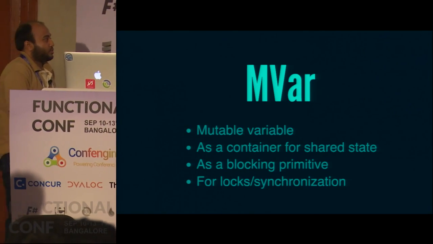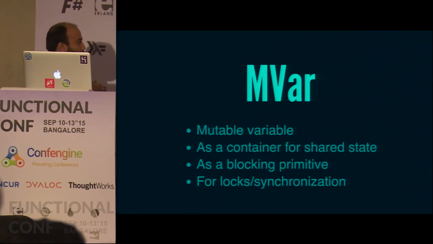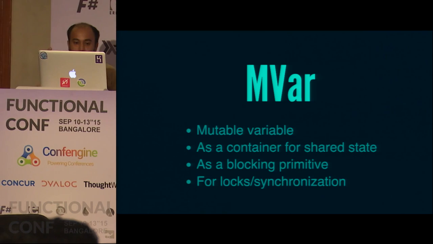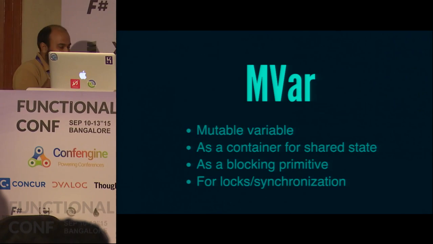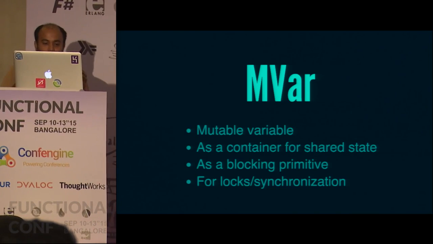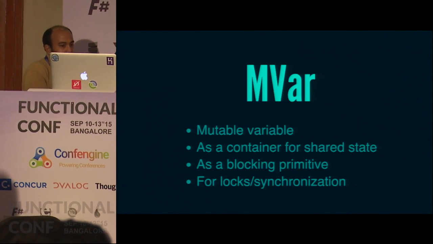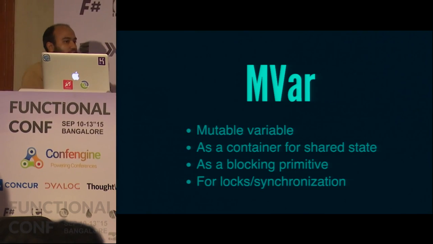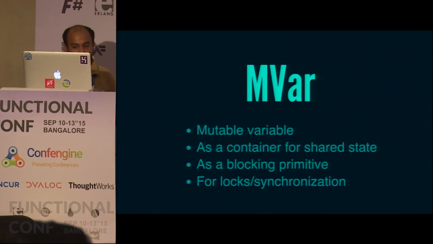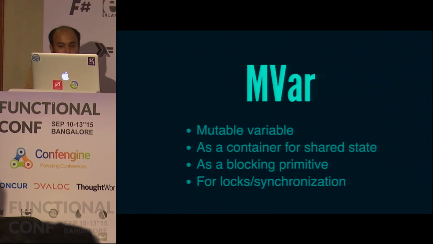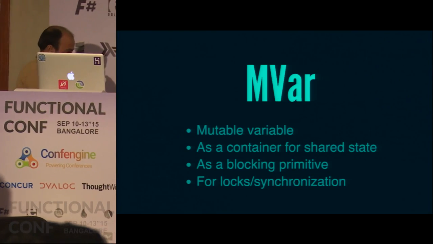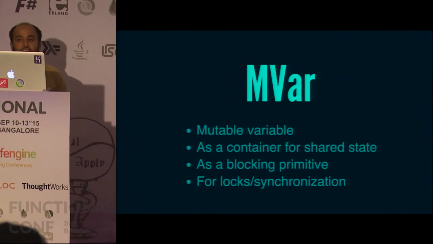But you do need to change variables sometimes. So that's why you have MVars. An MVar is sort of a container. It's like atoms in Clojure, if you're familiar with that. You can think of an MVar as a box. You can put some value inside it, you can get the value, you can change the value and such. Very much like an atom, but it's a little different. The value in the box can be modified atomically.